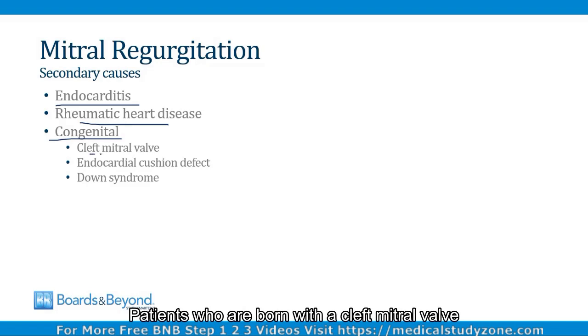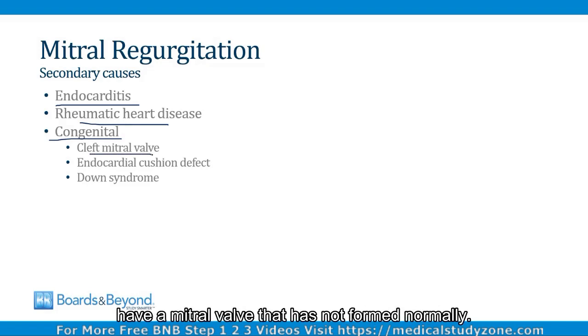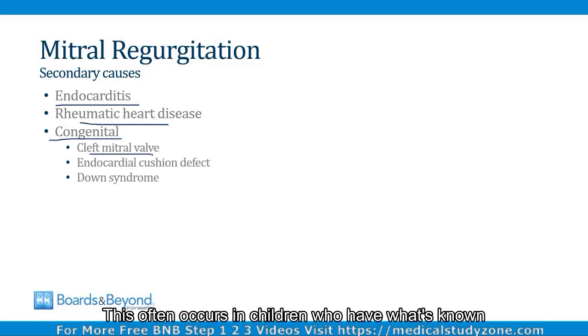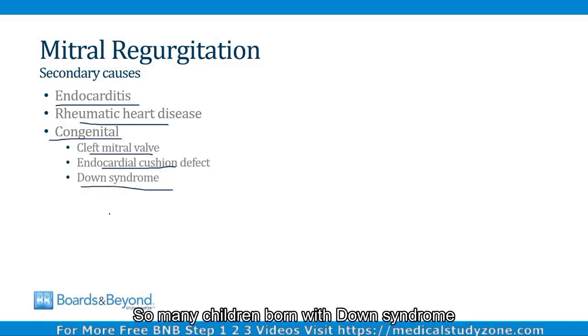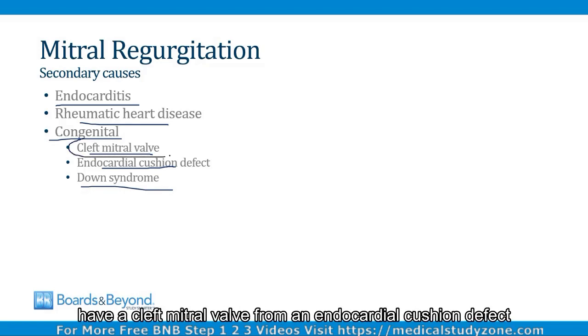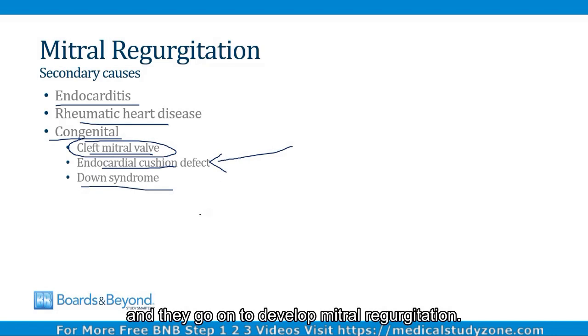Patients who are born with a cleft mitral valve have a mitral valve that has not formed normally. This often occurs in children who have what's known as an endocardial cushion defect. This is a defect of embryologic structures called the endocardial cushions, and it's very common in Down syndrome. So many children born with Down syndrome have a cleft mitral valve from an endocardial cushion defect, and they go on to develop mitral regurgitation.